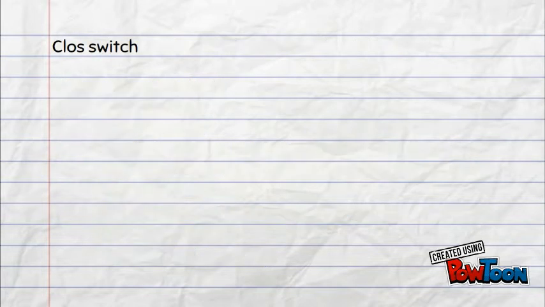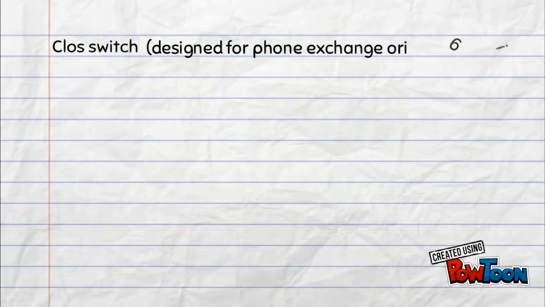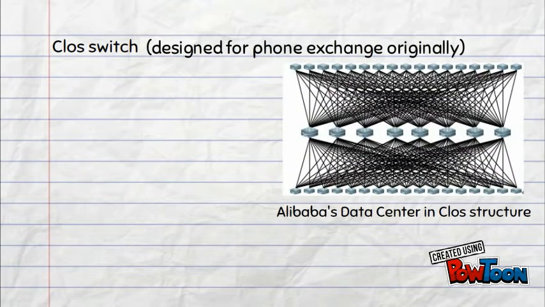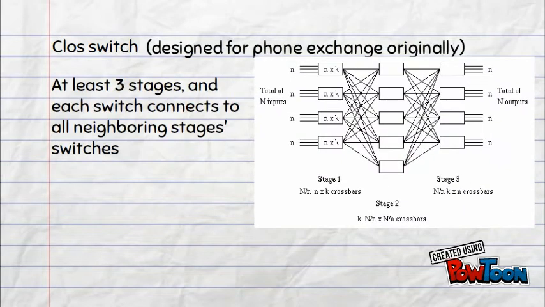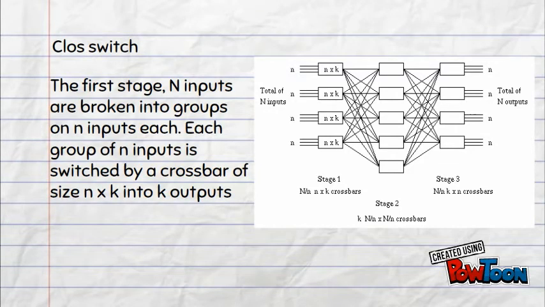Clos switching was created in 1953, designed for phone exchange firstly and turned out to be forgotten in time. But now, Clos networks have become the dominating switch architecture in data centers. People found Clos can handle fast switching perfectly. There are at least 3 stages in Clos, and each switch of a stage connects to all the switches in neighboring stages. Clos switch is defined by K and N.